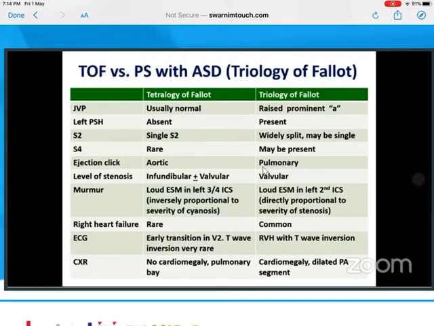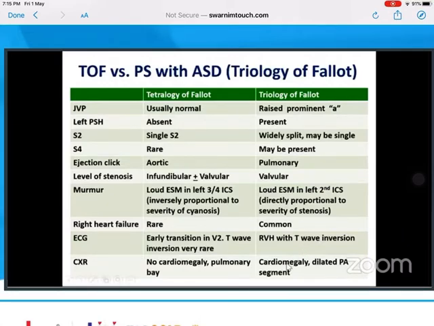S2, P2 may be heard as a delayed soft component of the second heart sound. You may get a pulmonary ejection click, which is inconstant, whereas in tetralogy, the click is constant, which is aortic. Because in trilogy, the obstruction is at the valve level. And of course, you have a murmur, which is proportional to the severity of stenosis and not inversely proportional like you have here. And ECG, I already showed you, will show prominent RVH, late transition, and ST-T changes of strain.